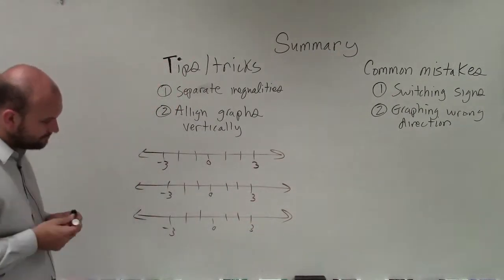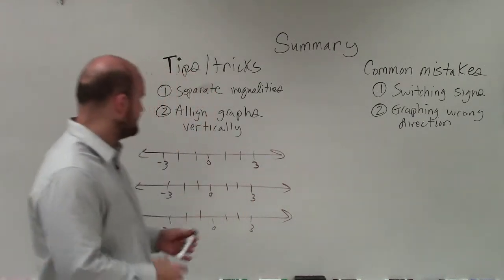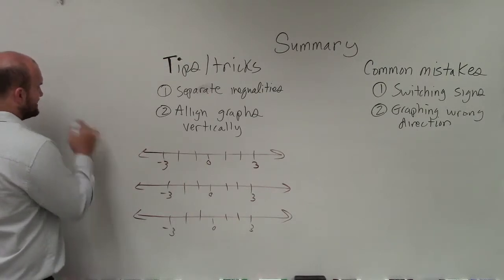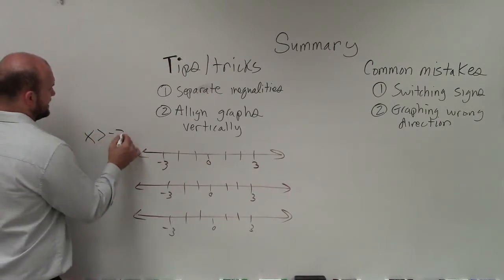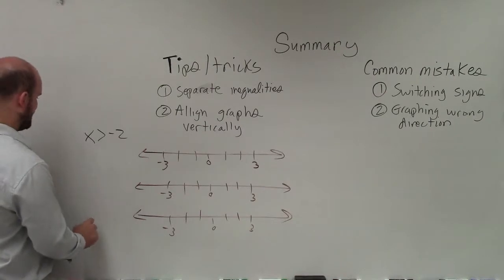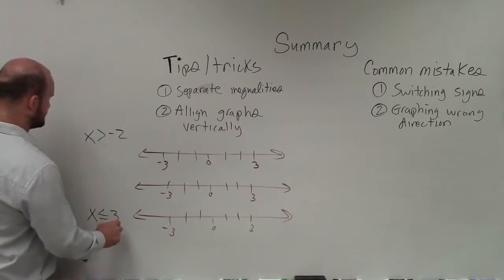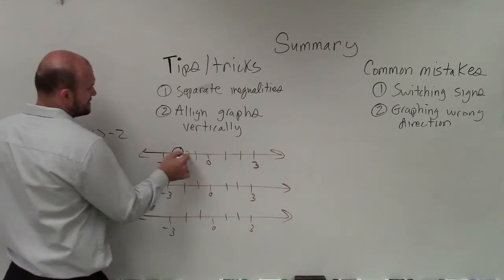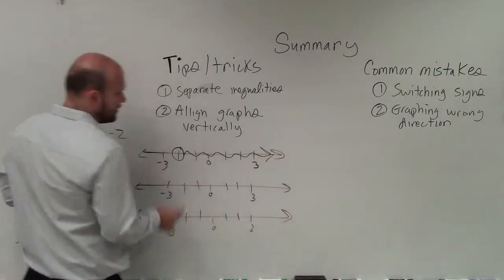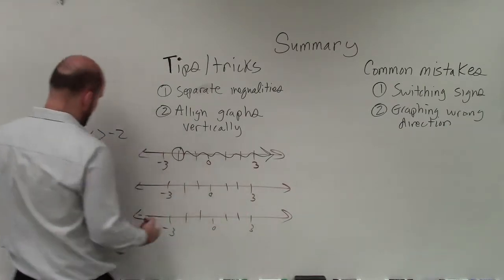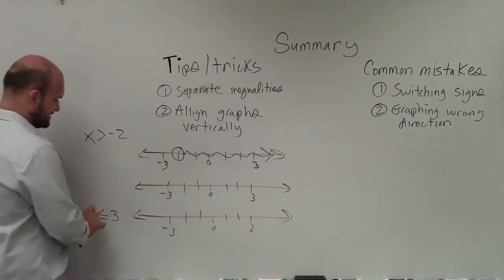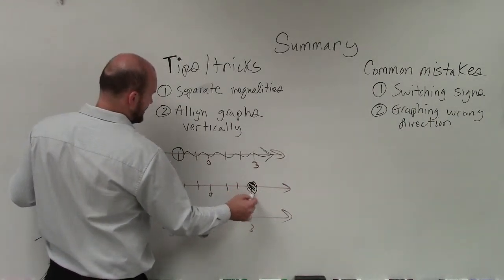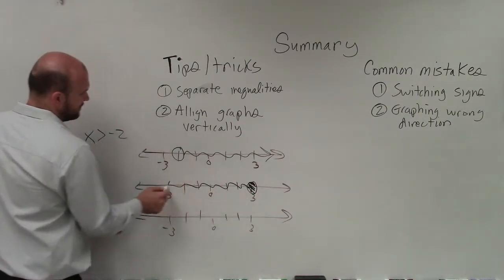Okay, so when we're graphing this, let's say you have two different inequalities. Your first inequality is x is greater than -2, and your other inequality is x is less than or equal to 3. So when you graph each inequality, x is greater than -2 would look like this. And then my other inequality is x is less than or equal to 3, so I go to 3, fill that in because it's less than or equal to, and then I graph over here.